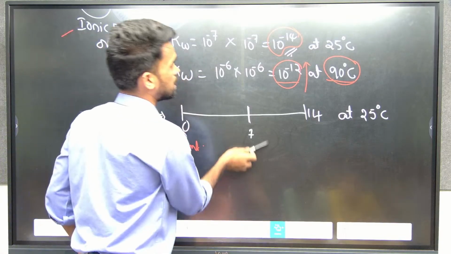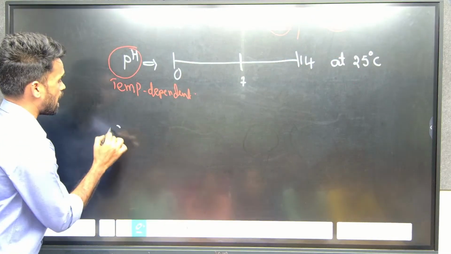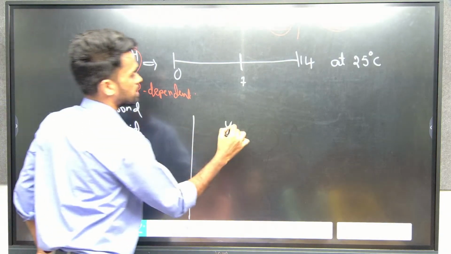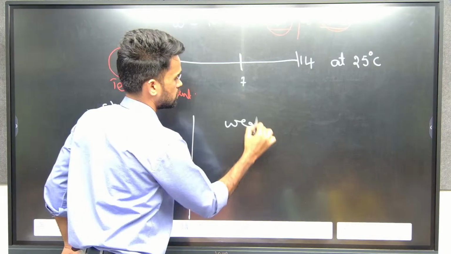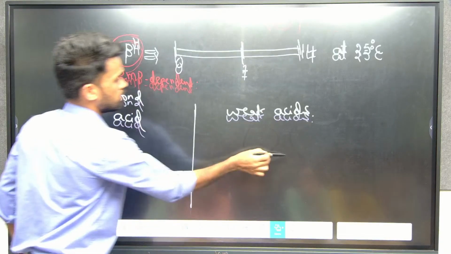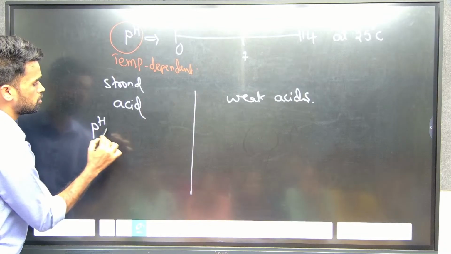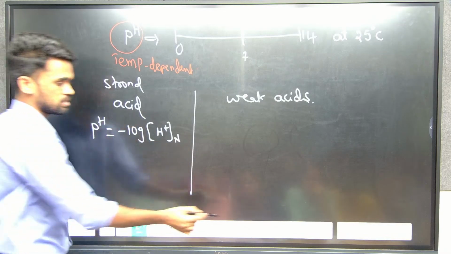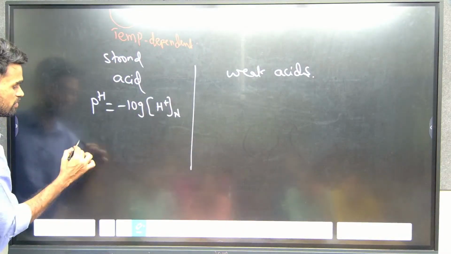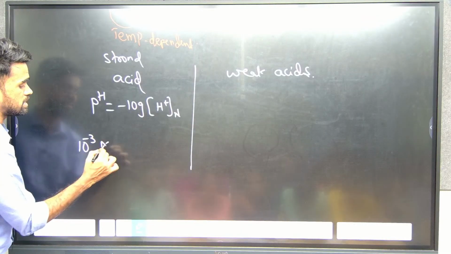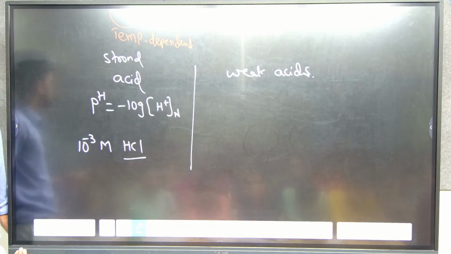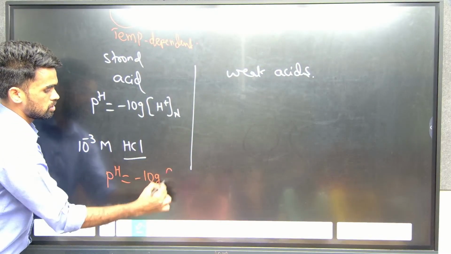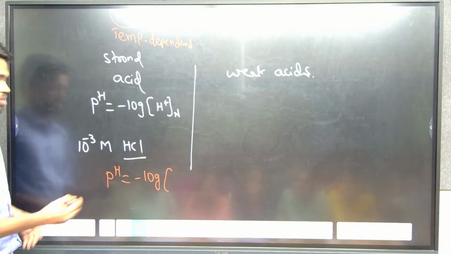Okay. Now how to calculate this pH? We have acids, like strong acids and weak acids. In case of strong acids, what is the pH formula we have? pH equals minus log concentration of H plus. This should be expressed in normalities. For example, I am giving 10 power minus 3 molar HCl. Is HCl a strong acid or weak acid? Now tell me its pH value. Minus log. Why am I saying strong acid?